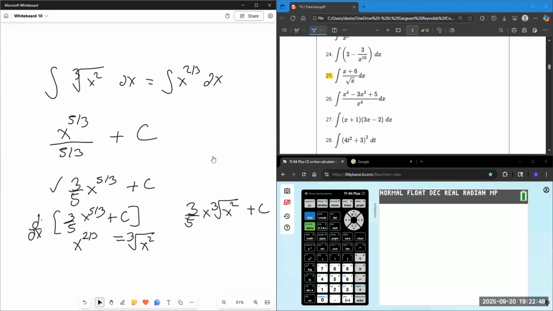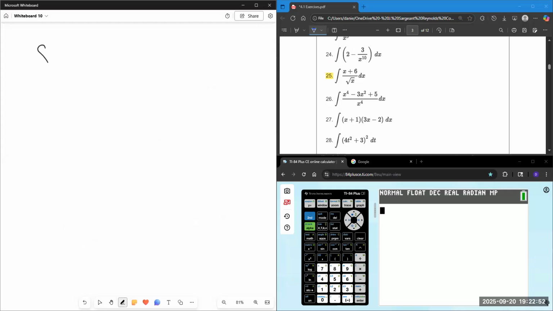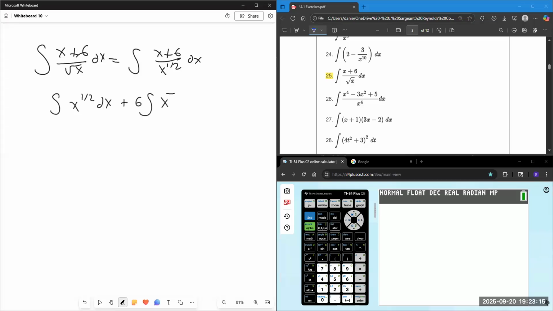Let's look at number 25. The integral of x plus 6 over the square root of x is the integral of x plus 6 over x to the 1/2 power. So when I divide like bases, I subtract my exponents. 1 minus 1/2 is 1/2. Then 6 times the integral of x to the negative 1/2.